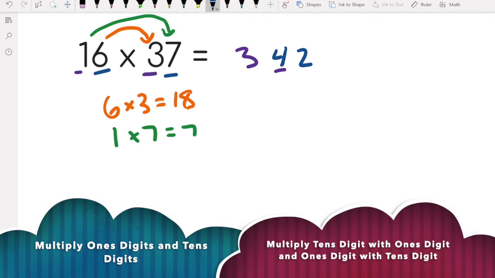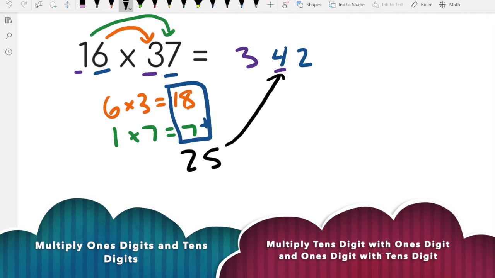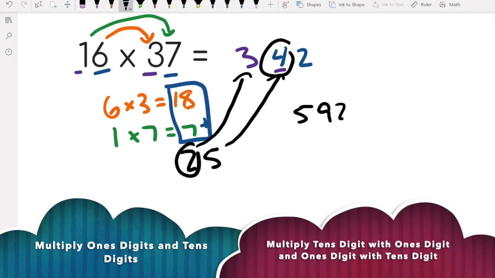So you get 6 times 3 is 18, 1 times 7 is 7. Then you add these two numbers together, and that becomes 25. So the 5 is going to be added to the tens here, and then the 2 is going to be carried over to the hundreds. So your final answer here is going to be 592.